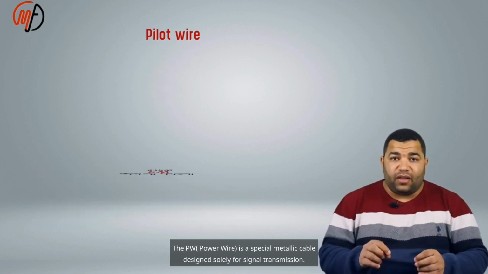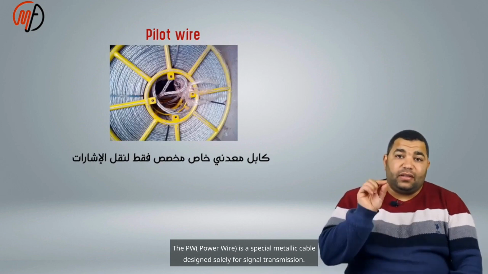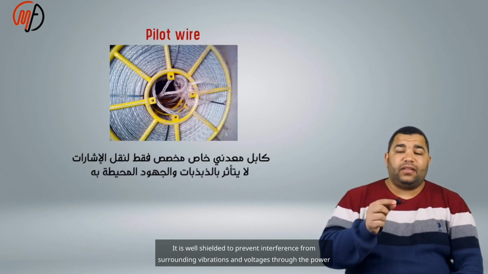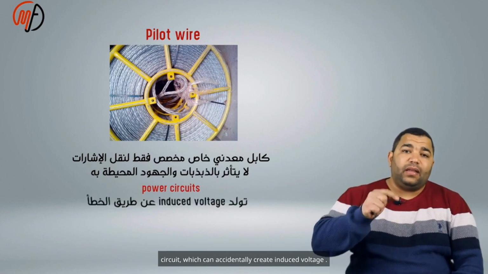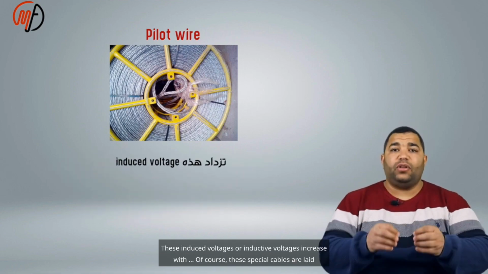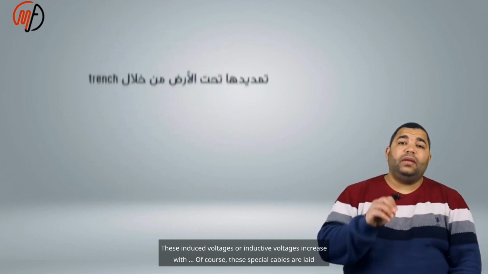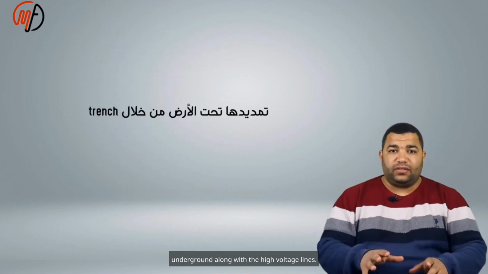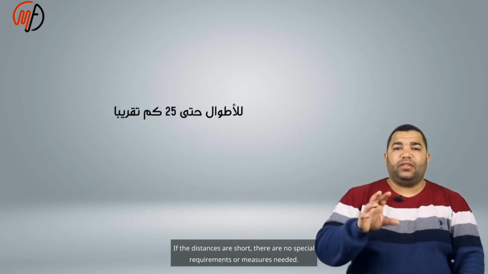The PW power wire is a special metallic cable designed solely for signal transmission. It is well shielded to prevent interference from surrounding vibrations and voltages through the power circuit, which can accidentally create induced voltage. These induced voltages increase with length. Of course, these special cables are laid underground along with the high voltage lines between the stations. This cable is suitable for lengths of up to 25 km approximately.